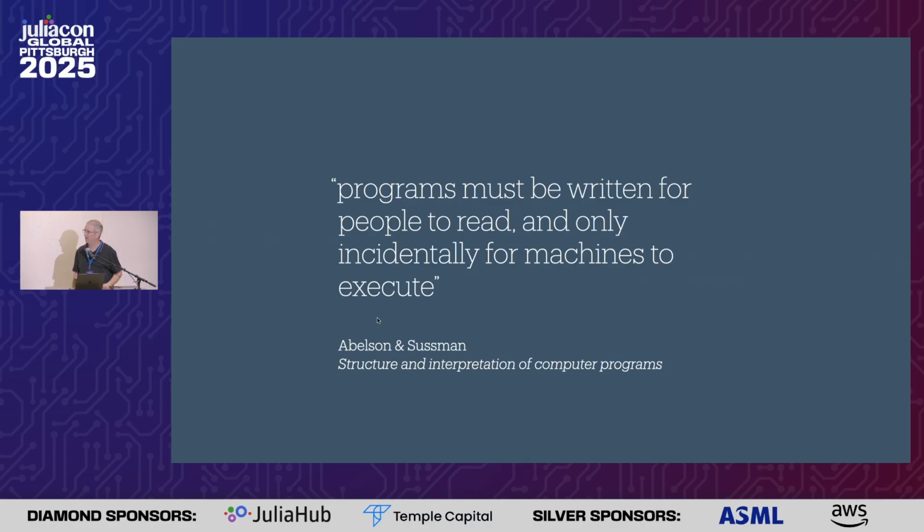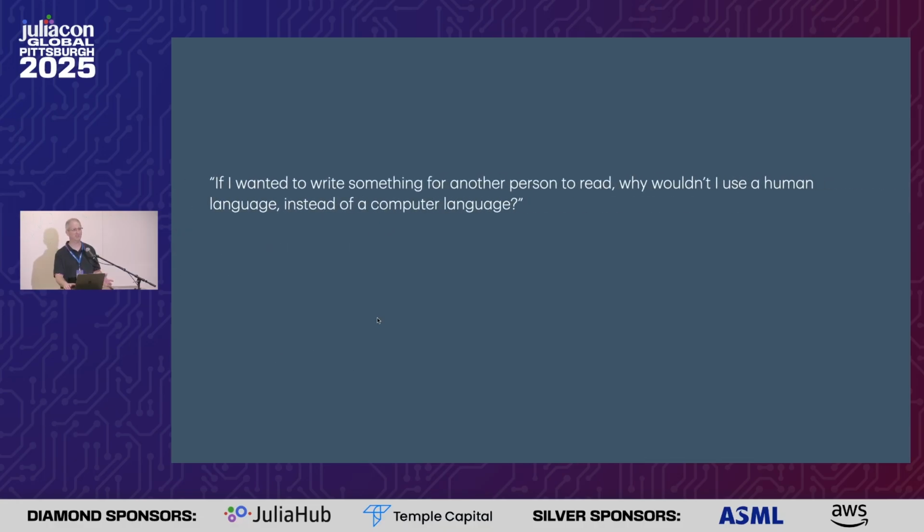But I wanted to start off with one of my favorite quotes about programming from the venerable SICP. Programs must be written for people to read and only incidentally for machines to execute. The reason I like this quote is because the first time I encountered it, I thought it was garbage. Why am I worrying about other people reading my code? If I wanted to talk to people, I'd write in English or whatever language they happen to speak. I'm writing code because I want to make a computer do something.